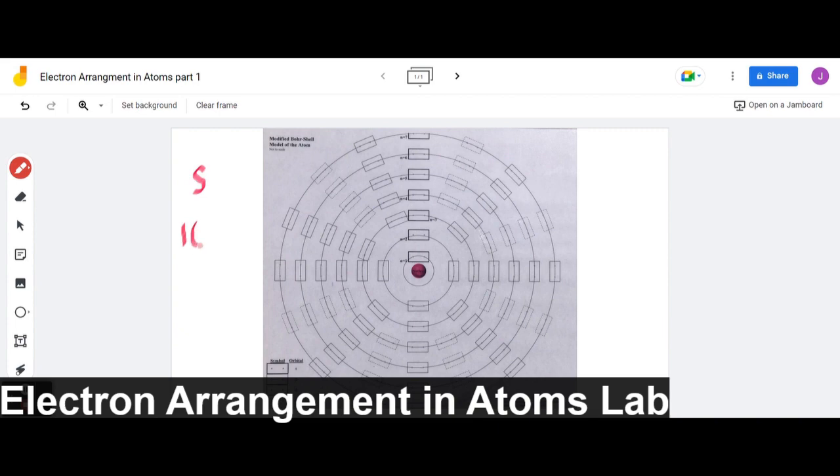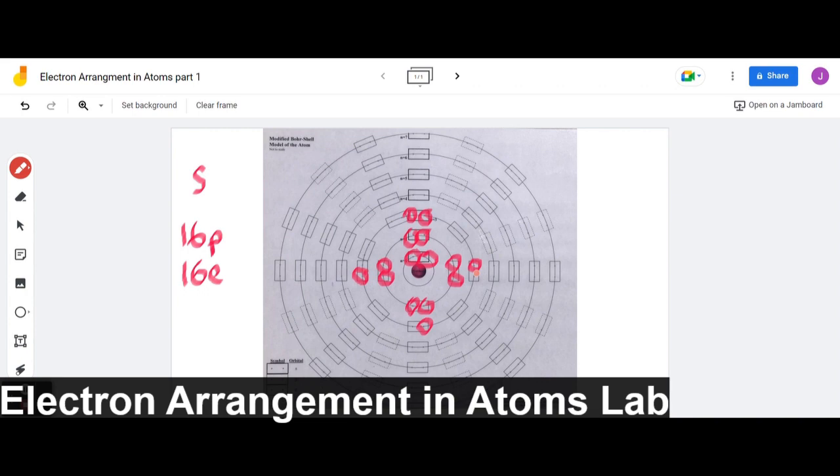So sulfur has 16 protons. It's element number 16. If it's neutral, it'll have 16 electrons. So starting from the innermost ring, that's 2, and then 2 more in the 2s sublevel. We're going to end up filling the second principal energy level here. So far, we've placed 10 electrons, so we got to keep going. Here's numbers 11 and 12.